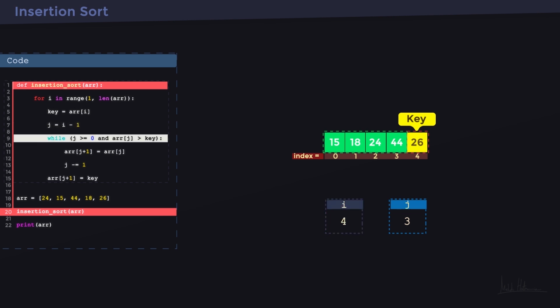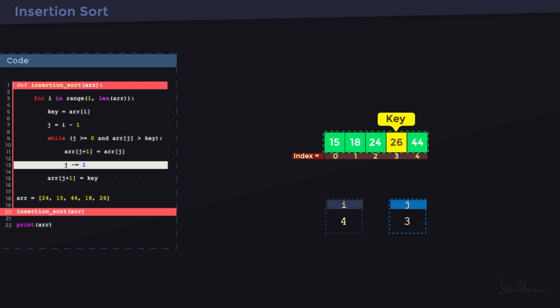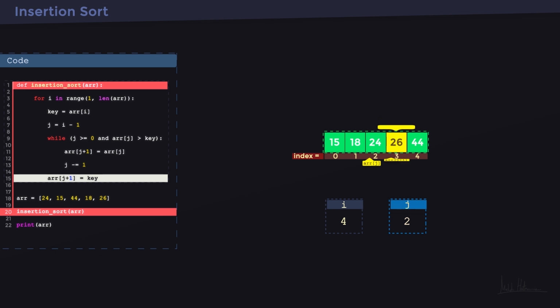Therefore, go to the next line and check the condition. As you can see, ARR of j is greater than the key. So go to the next line and swap ARR of j with ARR of j plus 1. Then decrement j to check if there are any items greater than the key. The condition is false because ARR of j is not greater than the key, and it means the key is in its correct position. And lastly, go to the next line to complete the execution.